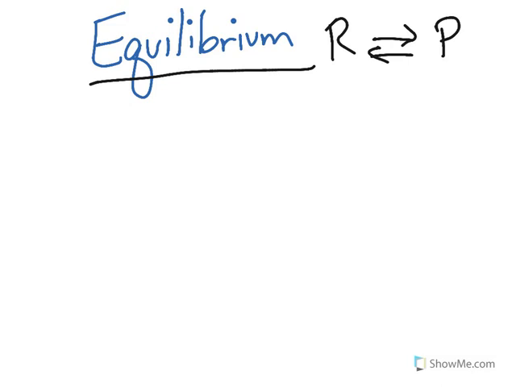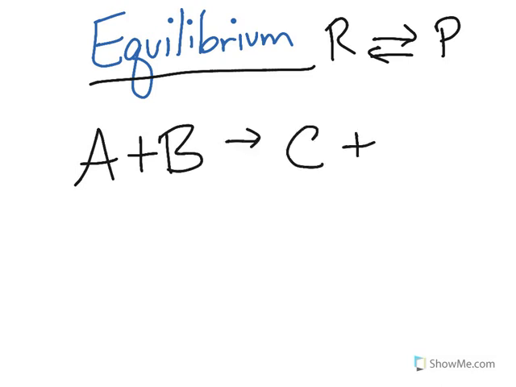Now, again, let's just take a look at this very simple, generic equation. A will react with B to form C plus D. But then C and D can come back and form A and B, depending on the conditions for the reaction.